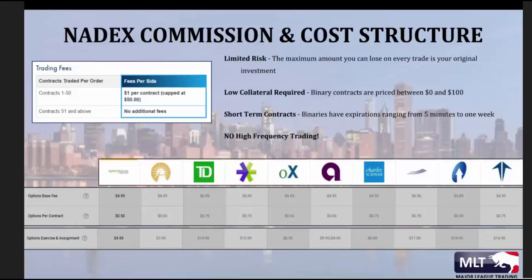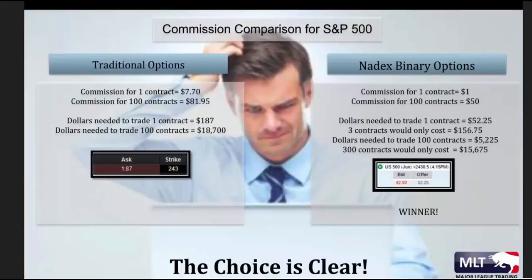Break that down with Nadex, $1 per side. We eliminate the cost of trading one contract by 80%. Most people don't think that commissions are a big deal, but I'll tell you what, when you trade thousands of contracts a year, it really, really adds up. I remember looking at my option commission bill at the end of the year the last time I traded options, and I was like, wow, I could have bought myself a pretty nice car with that.